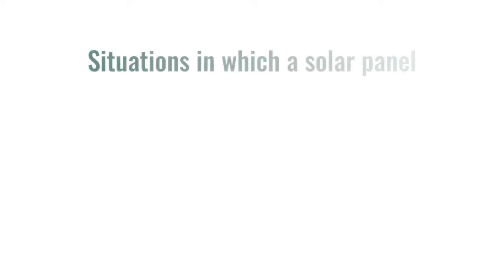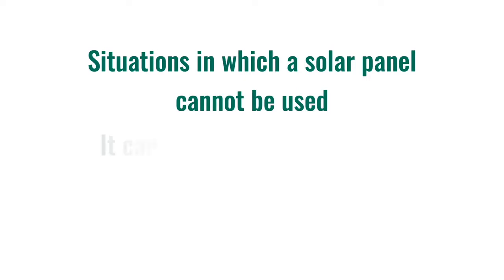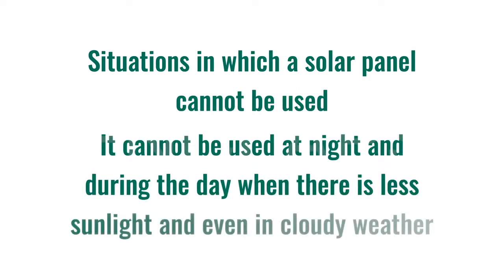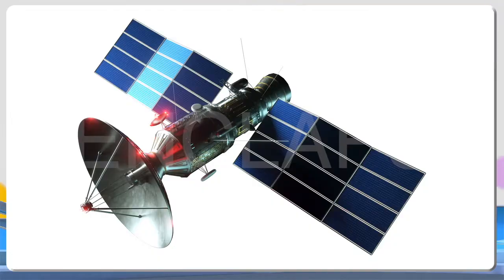But there are certain situations in which a solar panel cannot be put to use. It cannot be used at night and during the day when there is less sunlight, even in cloudy weather. There are also situations where solar panels alone are available as the energy source, such as in space stations and satellites.